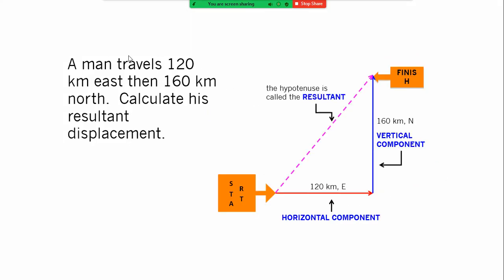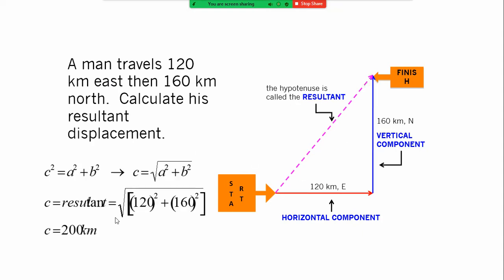All right, a man travels 120 kilometers east and 160 kilometers north. So if we're calculating the resultant displacement, go through these same steps, and we get 200 kilometers just by finding the hypotenuse.